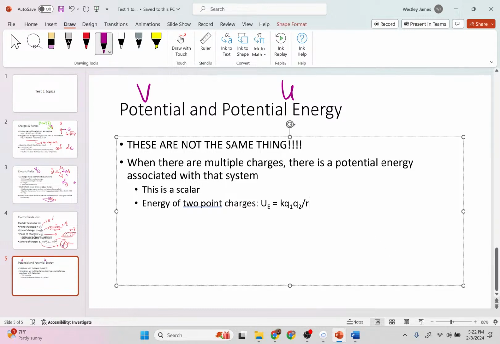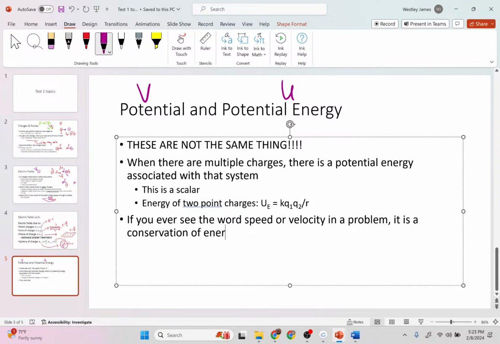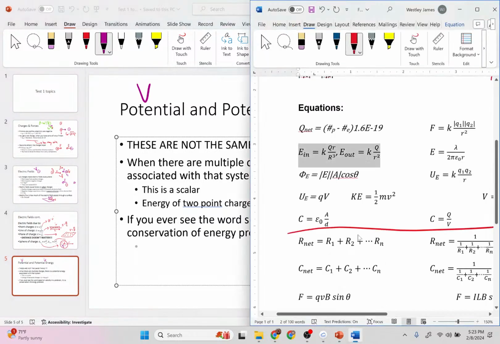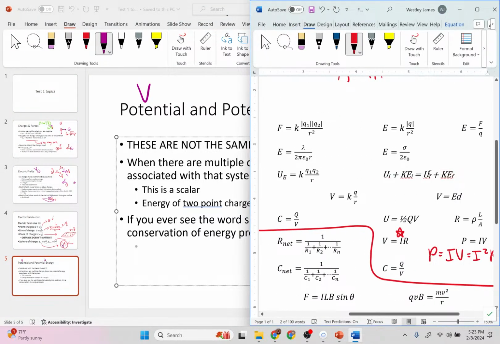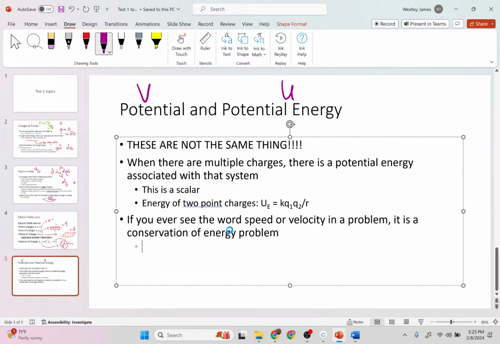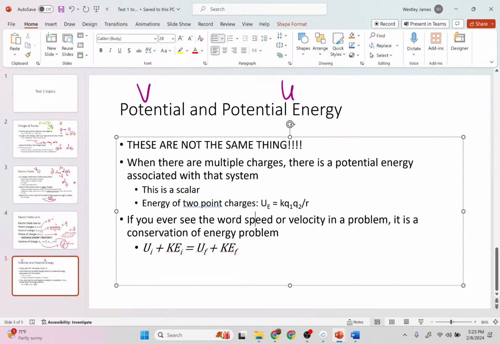So there's an energy associated with the system. If you ever see the word speed or velocity in a problem, it is a conservation of energy problem. We talked about that, where the kinetic energy, the change in kinetic. In fact, let's just copy that over. The potential energy I start with equals the potential energy I end with plus kinetic energy. Yeah, there you go. All right. So that was kind of one of the things there.